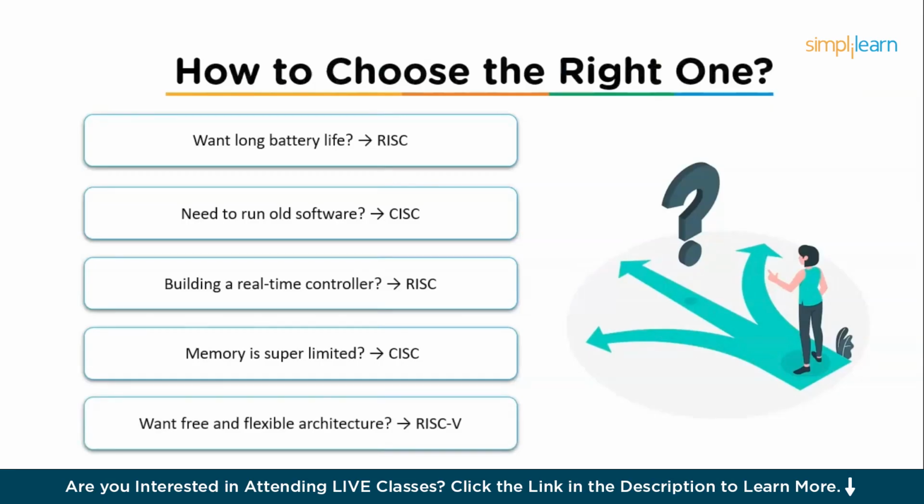So let's now have a quick takeaway. Let's summarize what we have learned. CISC is compact code, complex hardware for legacy. RISC is simple, fast, power efficient for embedded and IoT. Both have their strengths and the choice depends on your application's goals. You now have the knowledge to make an informed architectural decision for your next embedded system.